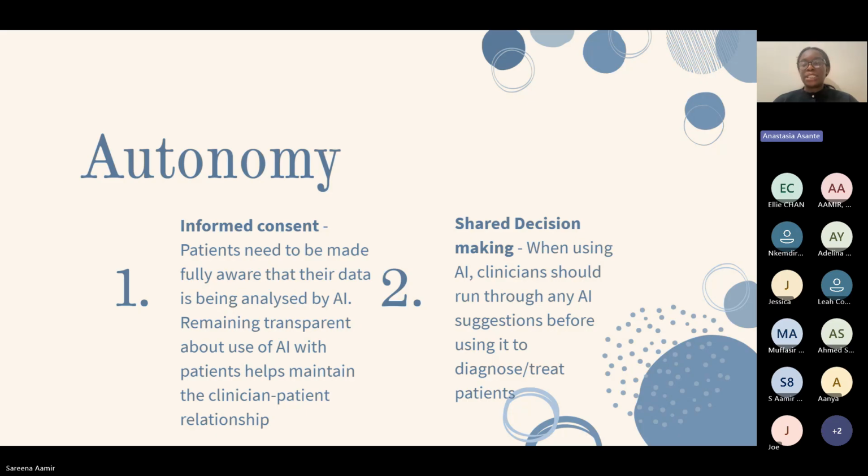We also have shared decision making. When using AI, doctors should run through any AI suggestions before using them to diagnose or treat patients, because, as we all know, AI does make a lot of errors. So it's very important that doctors or any healthcare professionals go through that information before telling the patients.